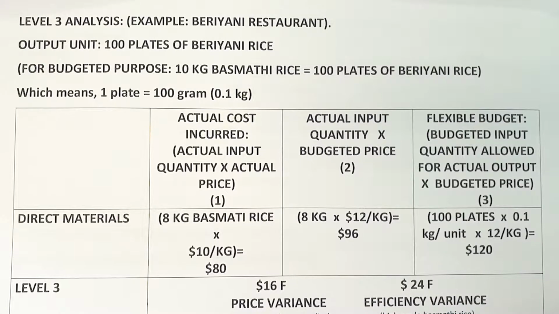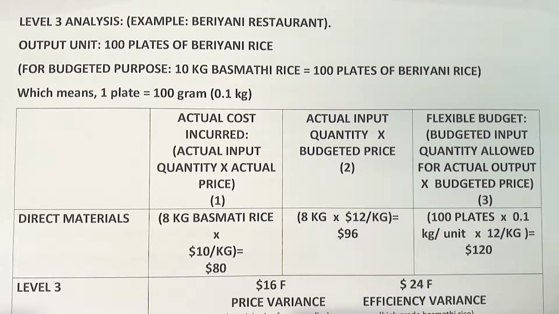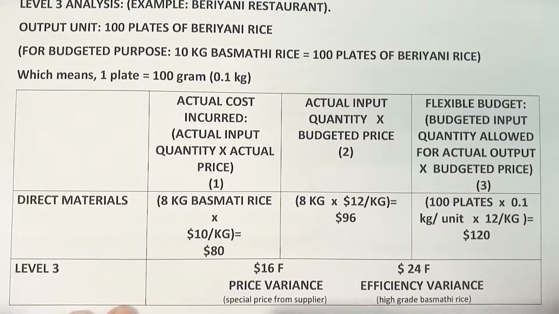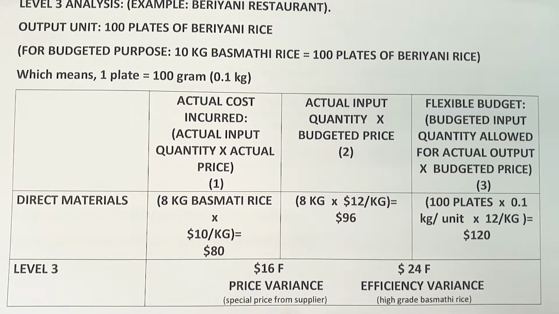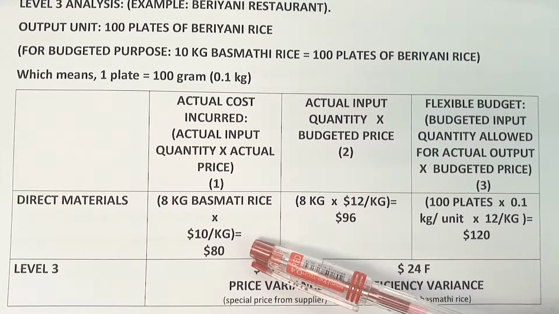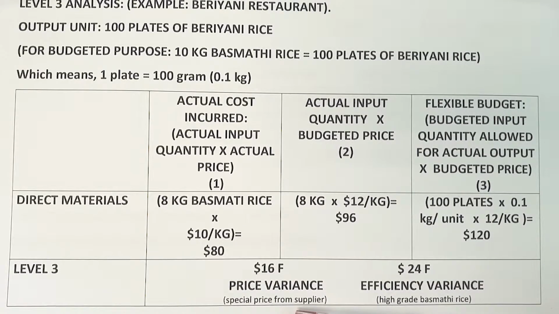As I said before, we need to investigate why this happened. Why did the favorable price variance occur? Is it because we got a special price from the supplier? Why is the price lower? Or is it because of other things like discounts, etc.? This is something that we have to investigate.